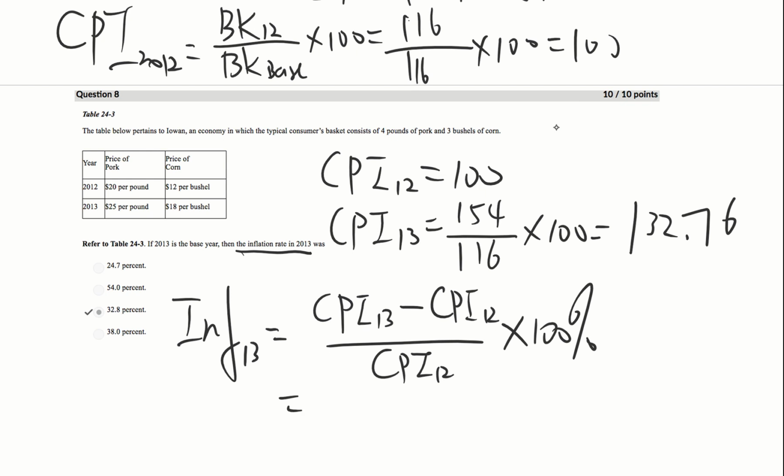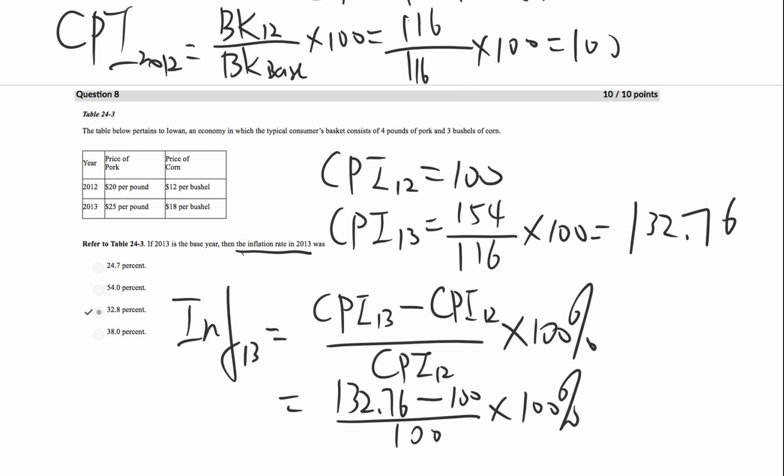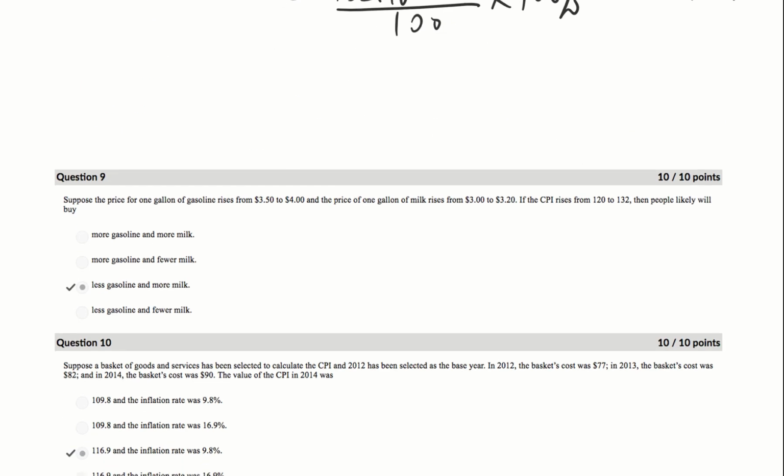So this would be 132.76 minus 100 over 100 times 100%. The answer should be 32.76%. Okay. All right. Next question.